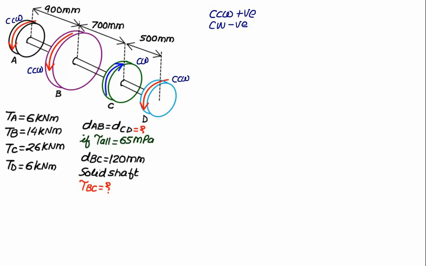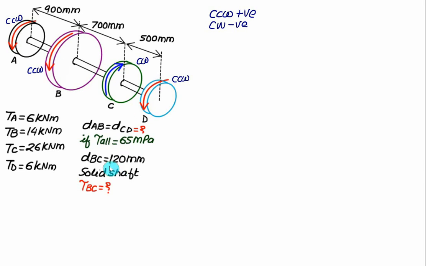We have to find out the diameter of the shaft AB and the diameter of the shaft CD, and he says that both are equal. The permitted shear stress is 65 megapascal. The diameter of the shaft BC is given as 120, and we have to find out the shear stress in the shaft BC, and all the shafts are solid shafts here.